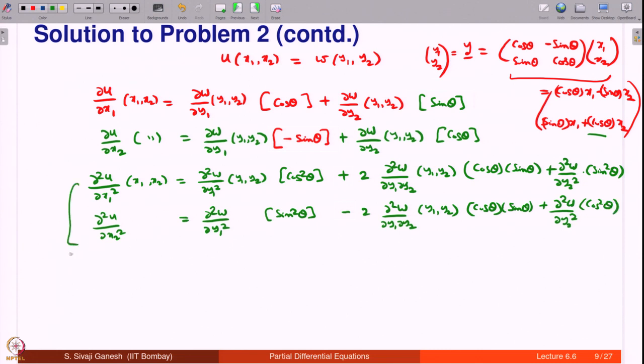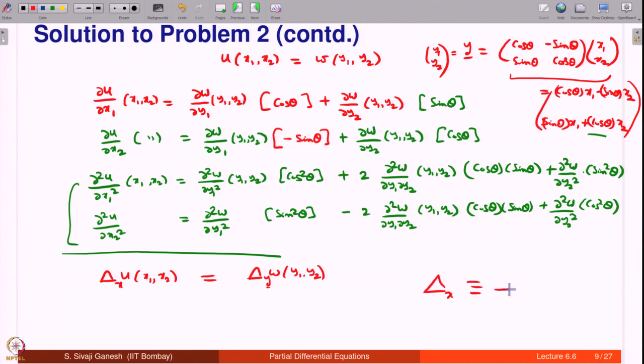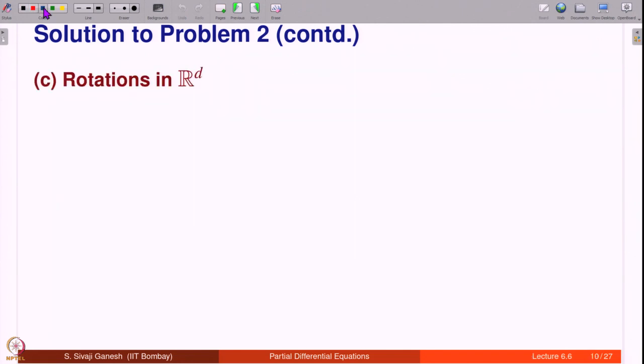So summing these two equations, what we get is Laplacian in x coordinates of u on the left hand side equal to Laplacian in y coordinates of w on the right hand side. So that is, Laplacian in x is Laplacian in y. That means Laplacian is invariant under rotations in the plane. So let us look at rotations in R^d, d not necessarily 2.